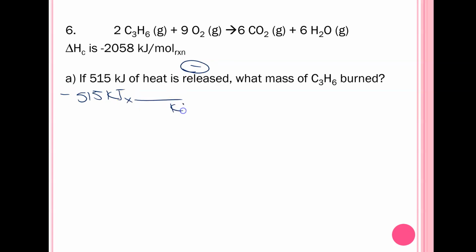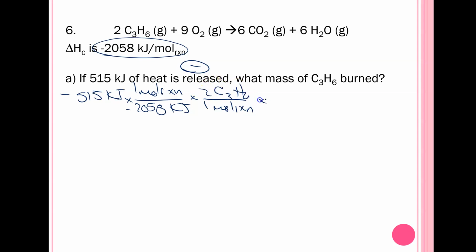So I'm going to put kilojoules on the bottom. Here's my delta H that converts between kilojoules and 1 mole of reaction. And then 1 mole of reaction produces 2 C3H6s, and 1 mole of C3H6 is 42 grams. So you end up with 21 grams. So if I didn't stick that negative in there, I would end up with negative 21. You can't have negative mass. That doesn't make any sense.